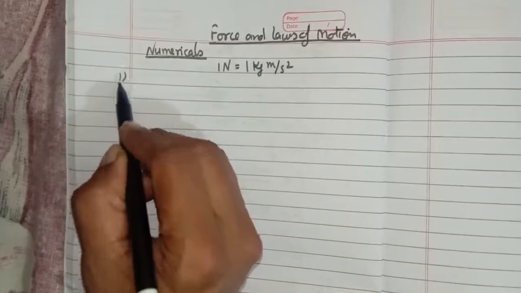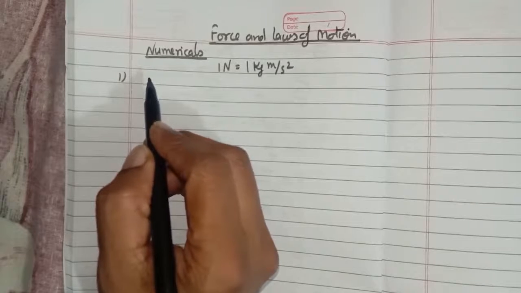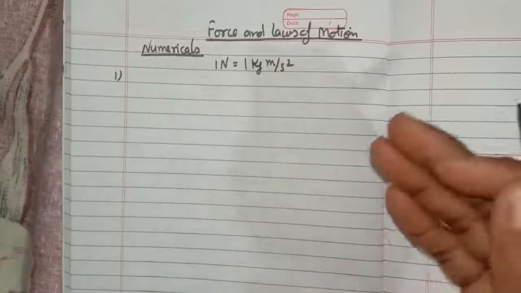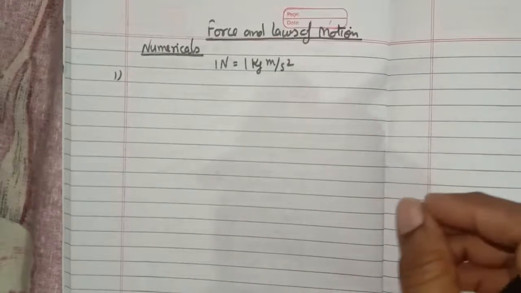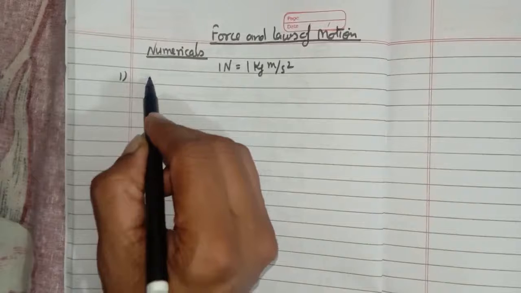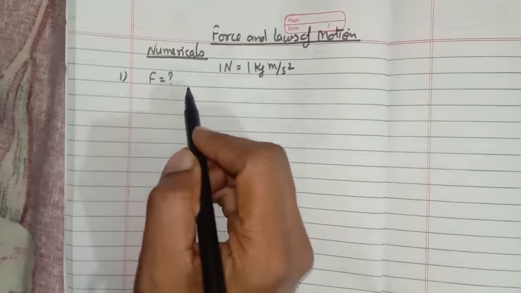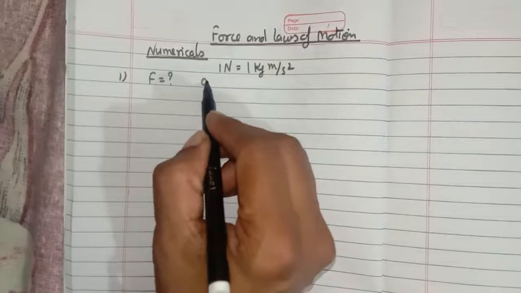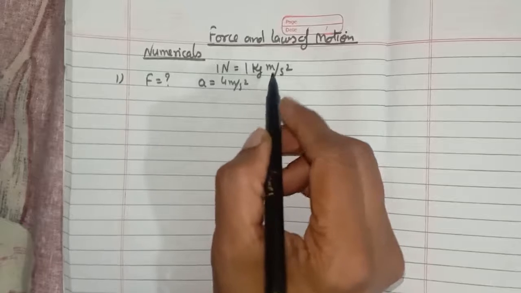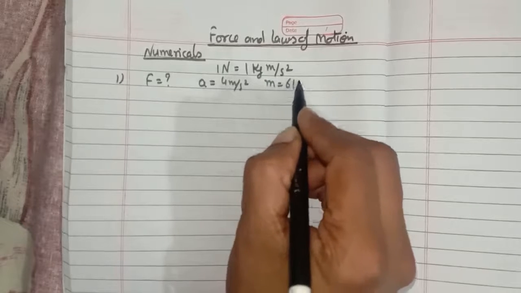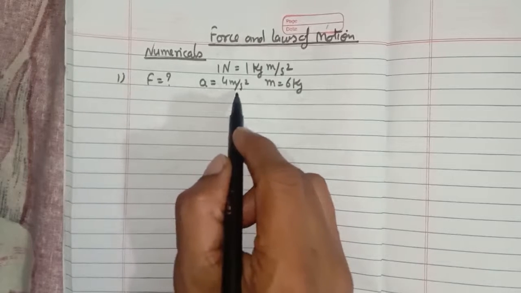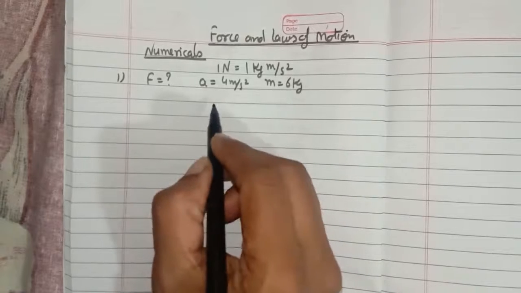The numerical is, what force would be needed? I'm not writing the numerical here because I have already explained in the last lectures what the numericals are and how we can solve them. So I'm writing only the values given in the question. We have to find the force to produce an acceleration of 4 meter per second square in a ball of mass 6 kg. This is the mass of the ball, and you want to find the F.